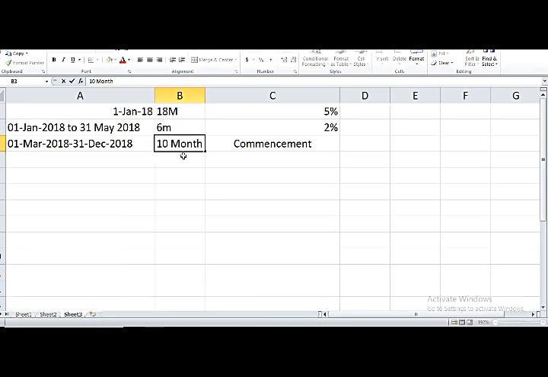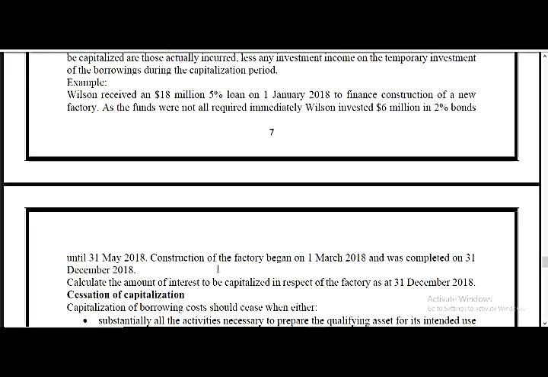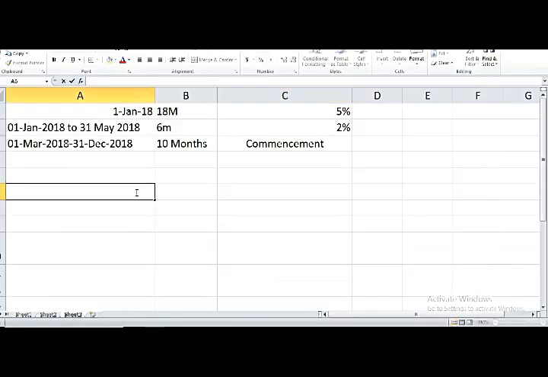Okay, now let's read what it says. The requirement is to calculate the amount of interest to be capitalized in respect of the factory as at 31st December 2018. Okay, fine. So first of all, we'll calculate the whole year interest.